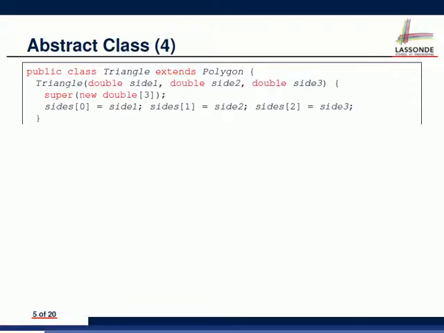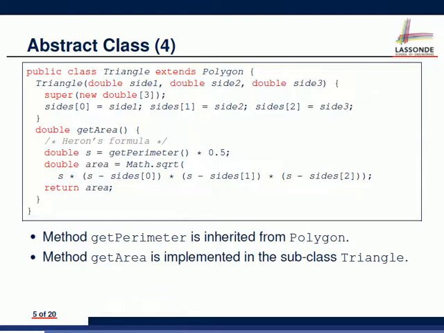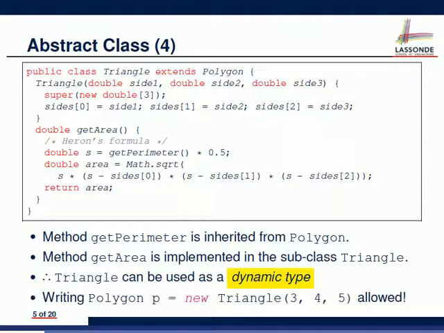Let's do also triangle, very similar. For triangle, you can see the only difference is, first of all, we've got only 3 sides, right? And then for get area, we just apply Heron's formula. I'll let you follow that. Convince yourself this is really doing the square root formula we had in the slide in the beginning. And then when you have polygon P, the static type, triangle can also be a dynamic type. Again, triangle is a descendant class of polygon, so this compiles.